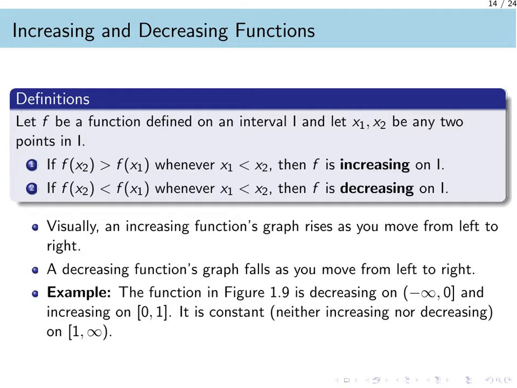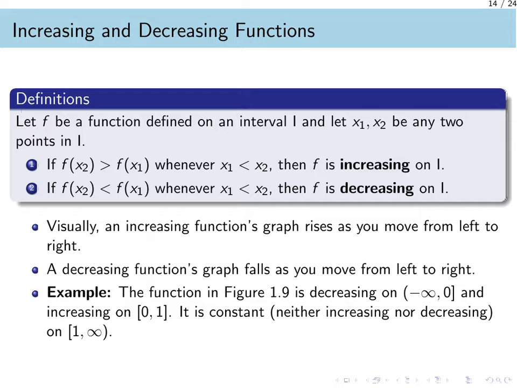I want to formalize our intuitive idea of a function's graph rising or falling, which is essential for describing its overall behavior. We say a function is increasing on an interval, which is just a continuous stretch of the x-axis, if its value always gets larger as its input gets larger. In other words, as you move from left to right along the graph, you are always going uphill. A function is decreasing if the opposite is true. Its value always gets smaller as the input gets larger, so the graph is always going downhill.